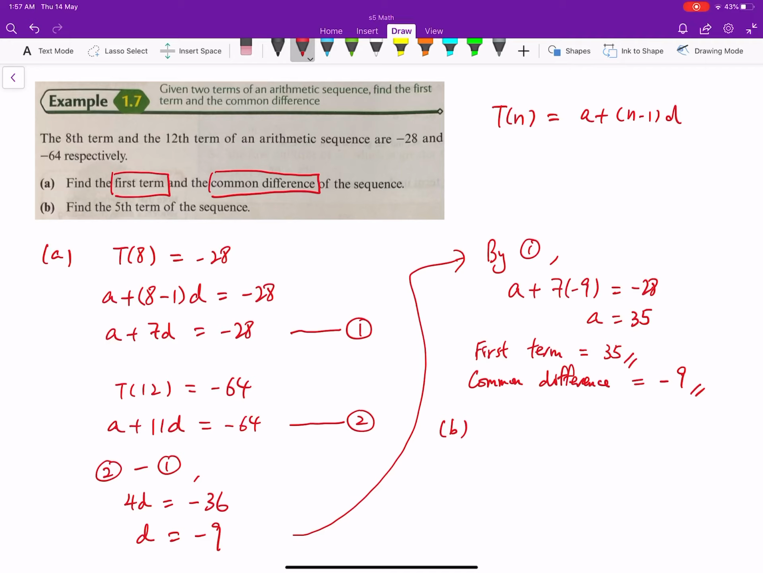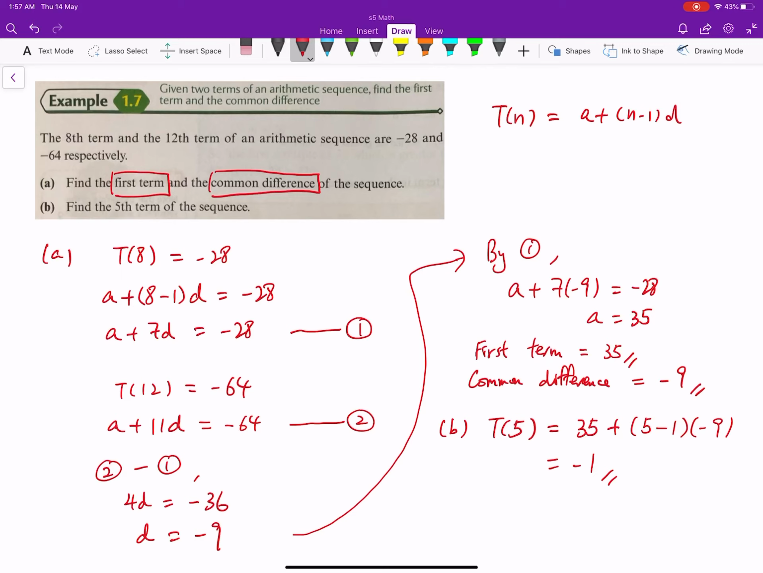For the 5th term, after we find A and D, actually this becomes very, very simple. So T5 is A plus n, which is 5 this time, minus 1 D. Then we will have negative 1 here. Okay, get it?